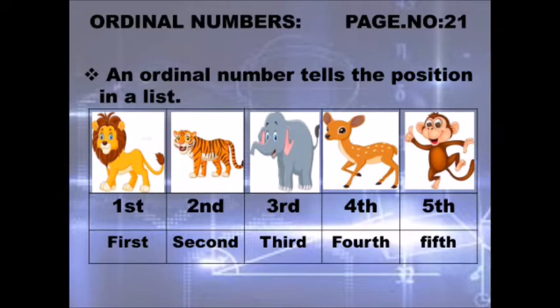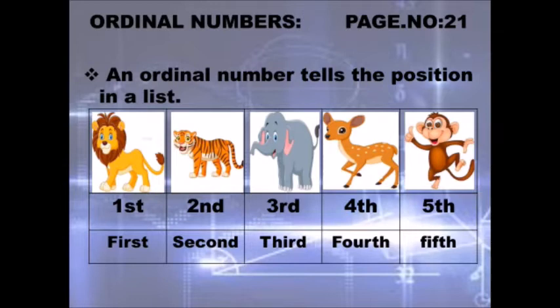See the first one, it is lion. So it is in first position. See the spelling for first, F I R S T, first. Next, tiger. It is in second position, S E C O N D, second.